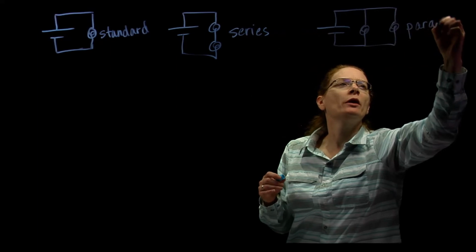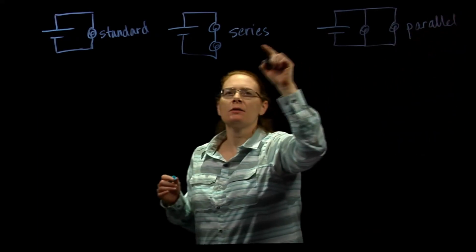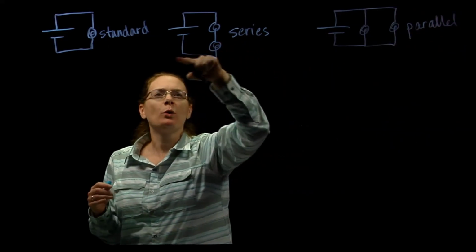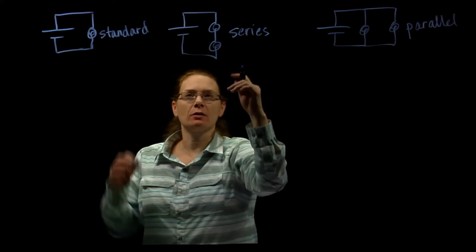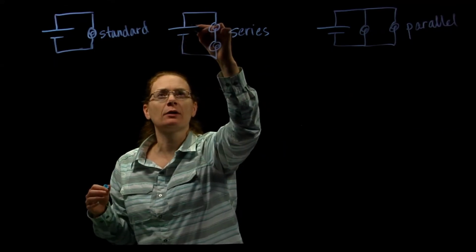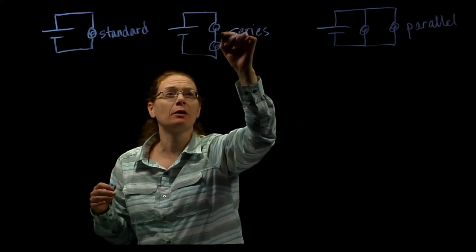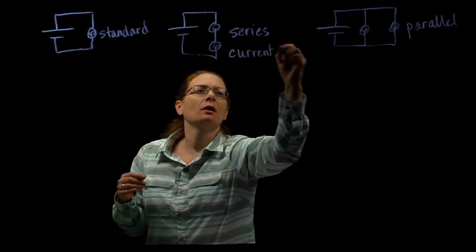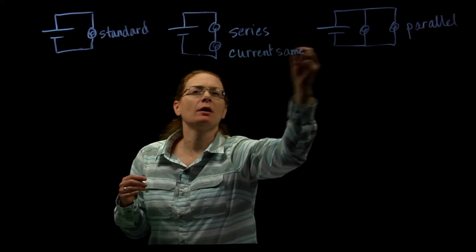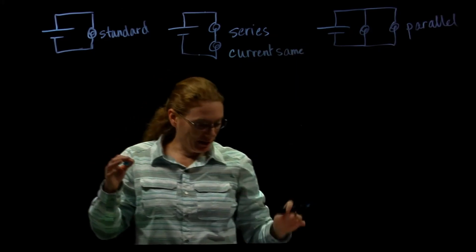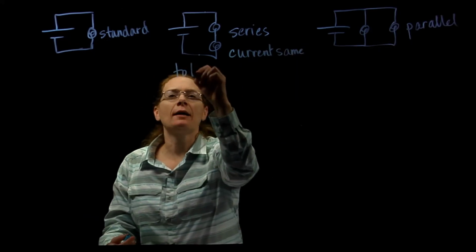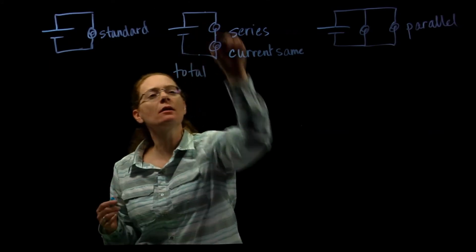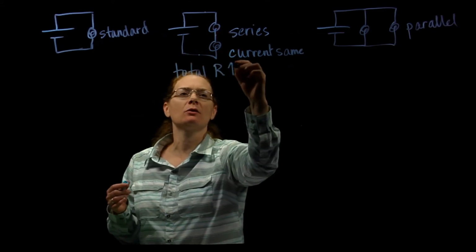So what we know about these circuits in series, we have to have the same current everywhere, because if there's a certain number of electrons flowing here, it's the same one here, here, here. So the current has to be the same in a series circuit, because there's nowhere else it can go. And the total resistance, as you add bulbs in series, the total resistance increases.